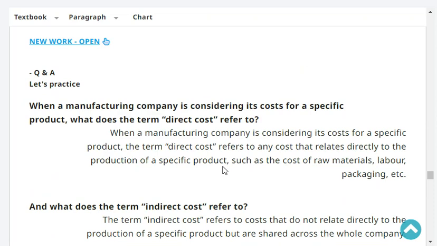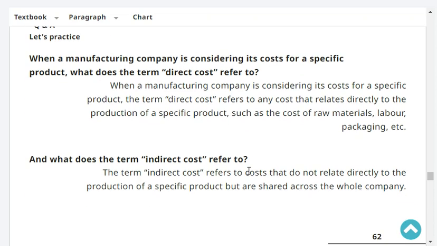When a manufacturing company is considering its cost for a specific product, what does the term direct cost refer to? The term direct cost refers to any cost that relates directly to the production of a specific product, such as the cost of raw materials, labor, packaging, etc.